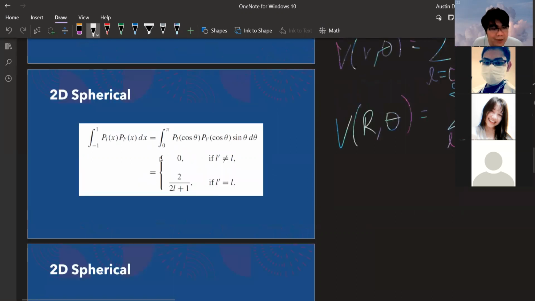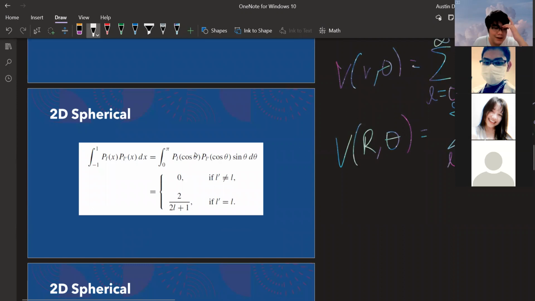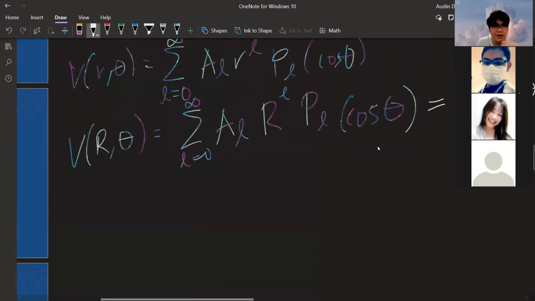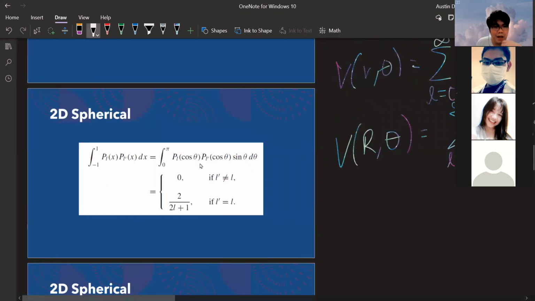Similarly, kapag nilipat mo siya sa ibang coordinates, so sabihin natin sa theta, si x pinalitan mo ng theta, ang mangyayari dapat ganito dapat yung form. So integrate mo yan from 0 to pi, you'll still end up with the same thing. Whenever L prime is not equal to L, mag-0 siya. And when L prime is equal to L, magiging ganito. Okay, so what do we have is P L cosine theta. So we need to multiply P L prime tsaka sine theta d theta.